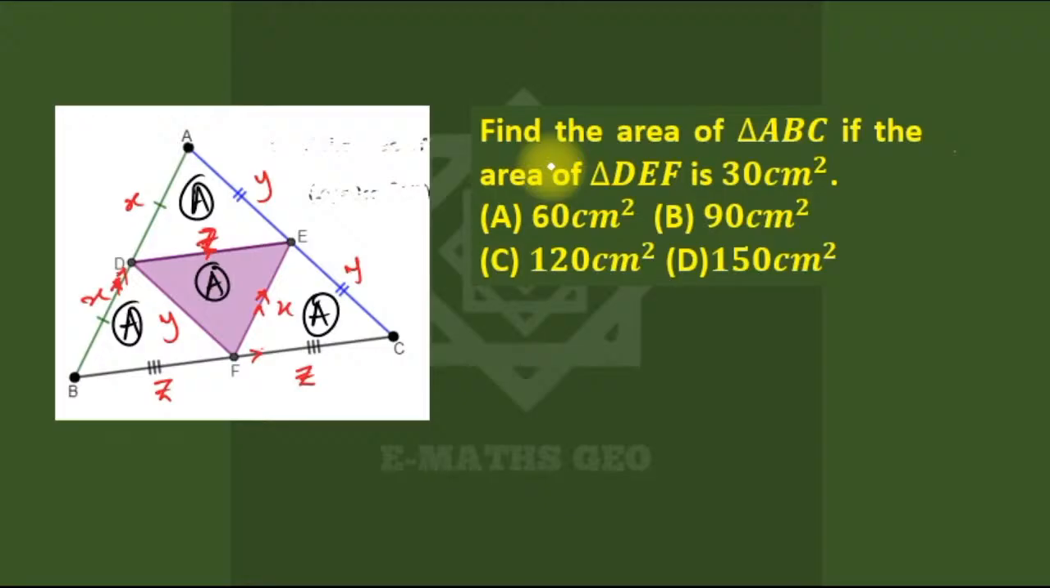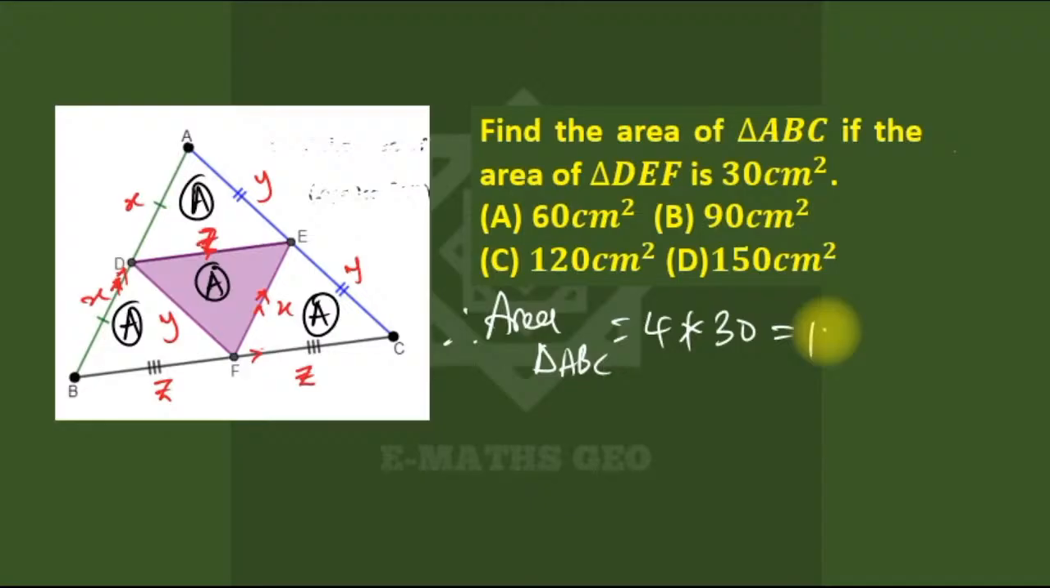Find the area of triangle ABC, if the area of triangle DEF is 30. So since they are equal, this one is 30, therefore the area of triangle ABC will now be 4 times 30, since they all have the same area. So the answer is 120 cm squared. So option C. Nice question.